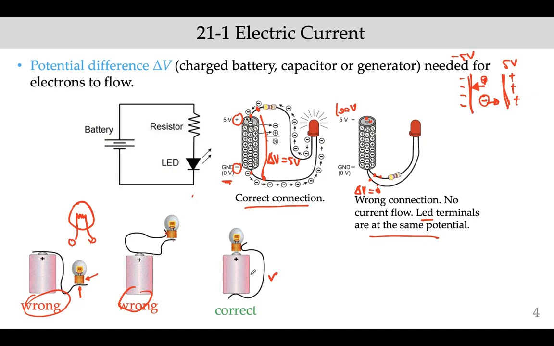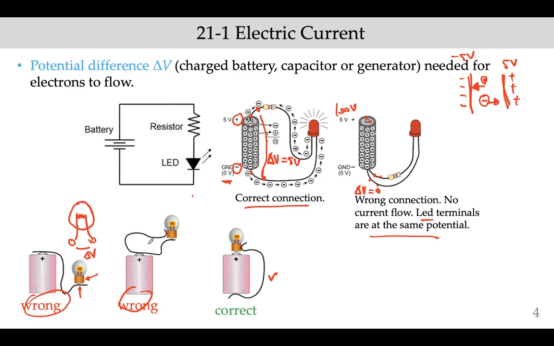Or you can do it the other way. You can connect the bottom to the negative and the side to the positive. That would also work. But the bottom line here is, between these terminals, you need a potential difference. It's not enough to connect those to the same pole.